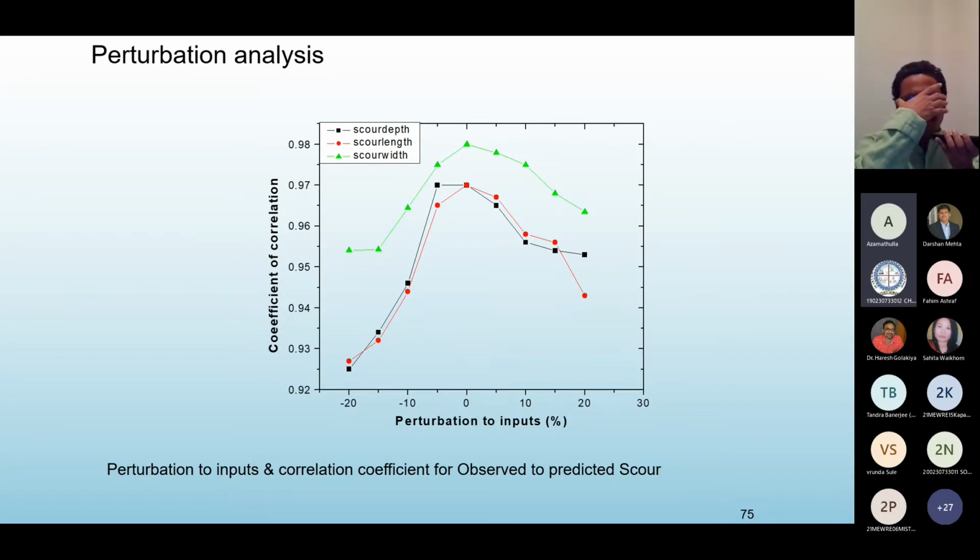I also published this paper almost 6 years ago: extraction of knowledge from a trained model. I did this for the Calvert scour. You can see the whole procedure is the same.